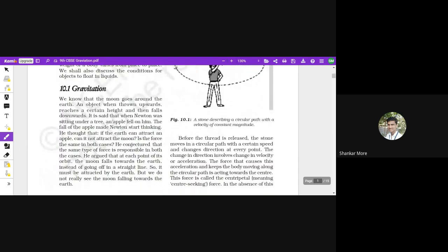All right. So let's start with gravitation. Now we all know that the moon goes around the earth. An object, when thrown upwards, reaches a certain height and then falls downwards. It is said that when Newton was sitting under a tree, an apple fell on him.